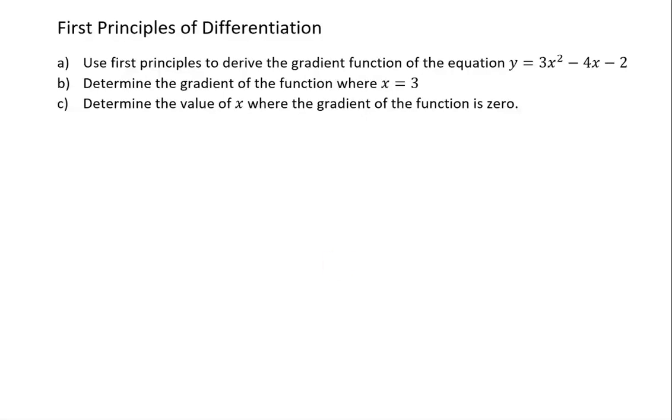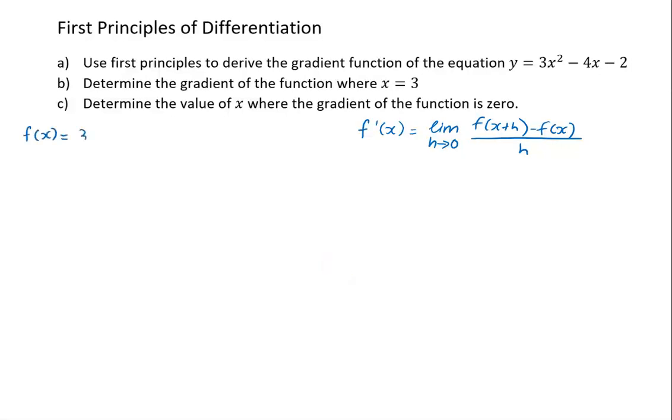We know that the first principles formula is f dash of x, which is the gradient or the derivative, is equal to the limit as h approaches 0 of f of x plus h minus f of x all over h. So we're going to work out what the numerator of this formula should be, and we'll substitute that in. We start by writing f of x.